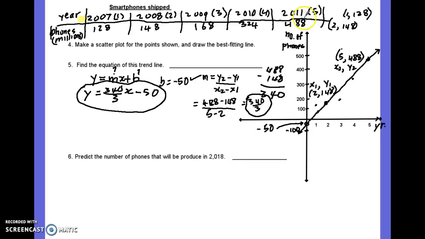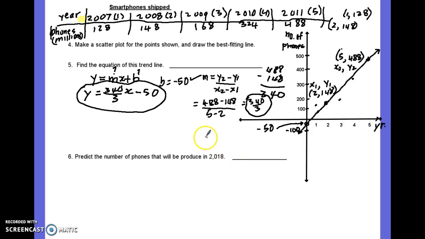Well, 2011 is year 5. So we have to project it out to year 2018. And that's what's called an extrapolation. You'll hear that word again, especially in statistics, those of you who do it. Extrapolation, going beyond the data that you're given. So year 2011 is year 5. Let's go out here to 18.